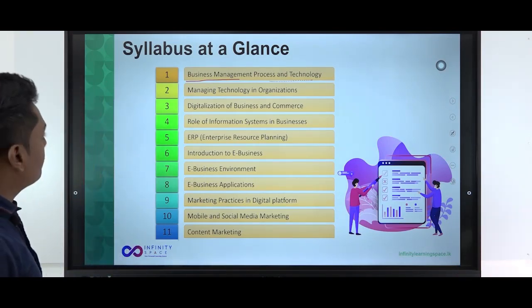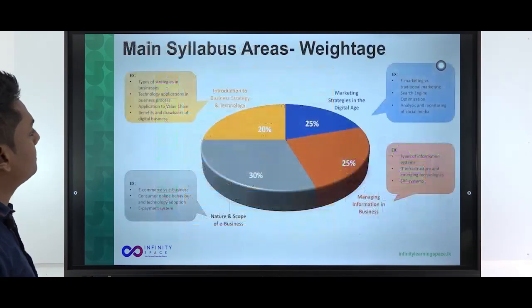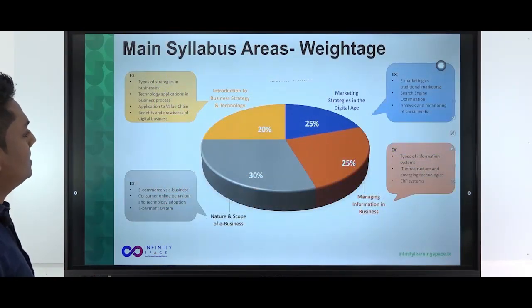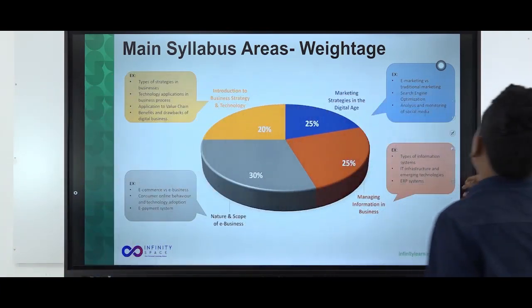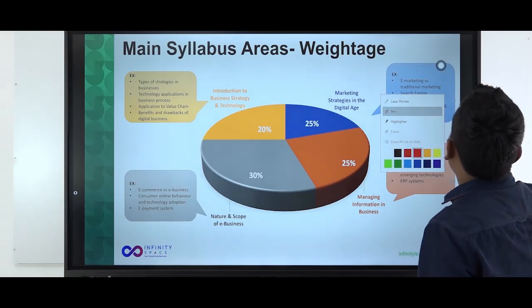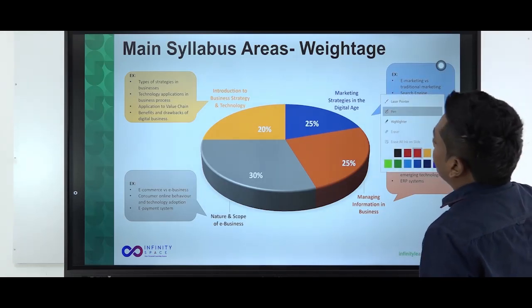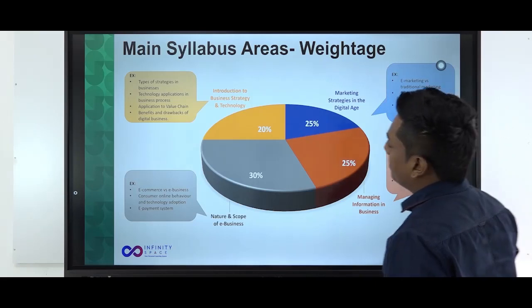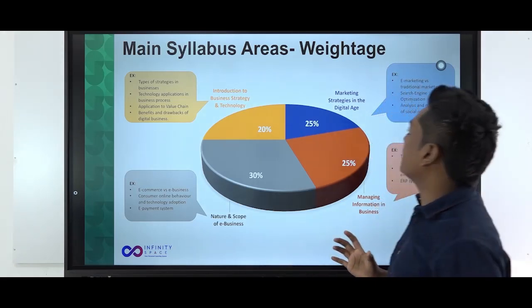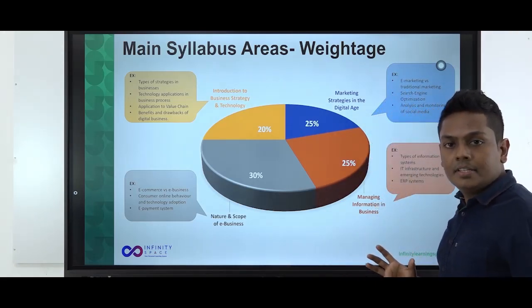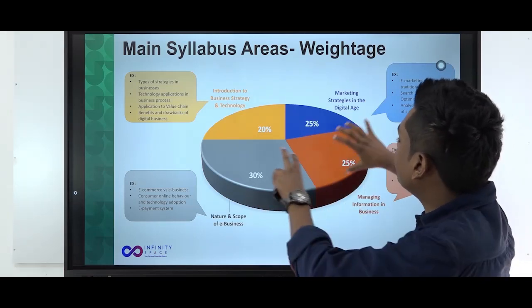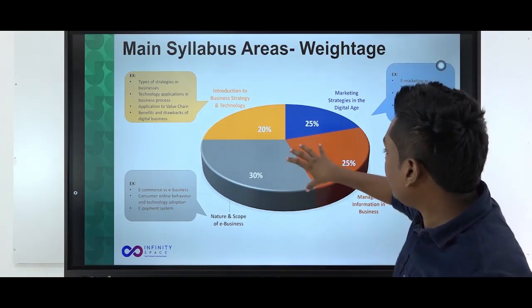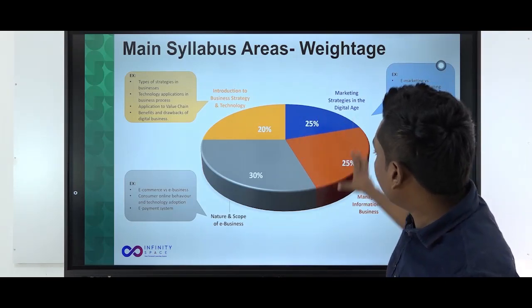This is also a key thing you need to understand from the main syllabus areas: the weightage given for this syllabus, and how it is broken down into separate segments. If you see here, there is some allocation, right?